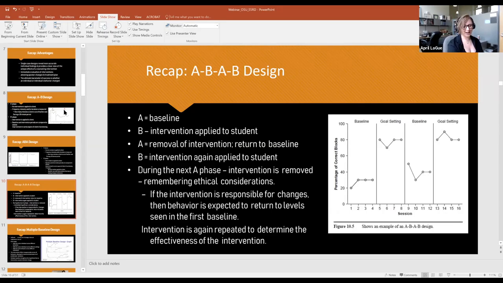Okay, so ABAB design is essentially, again, baseline, intervention, removal, and then the intervention is applied. This way you have an opportunity to say, yep, every time that intervention was applied, that behavior changed. And we had two baselines. In that case, you would be able to show the validity of that research study.